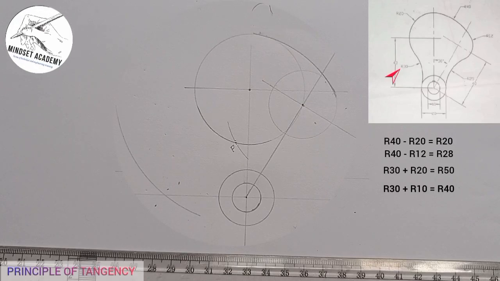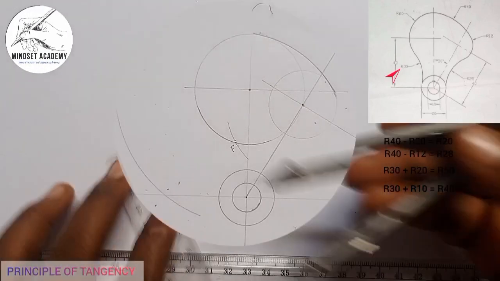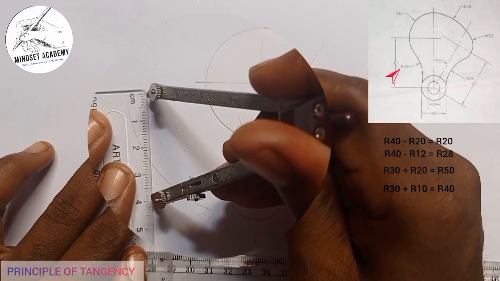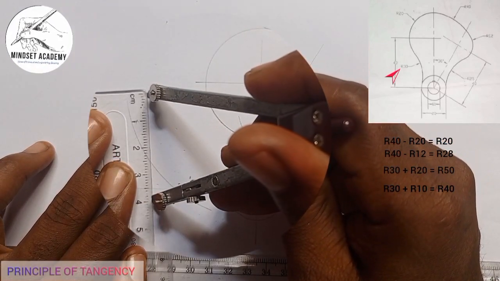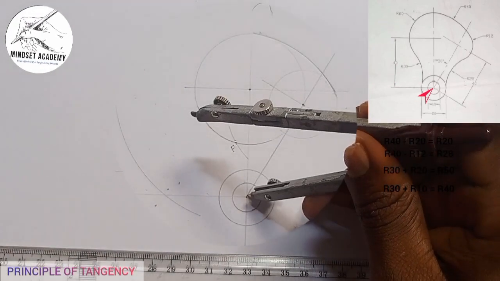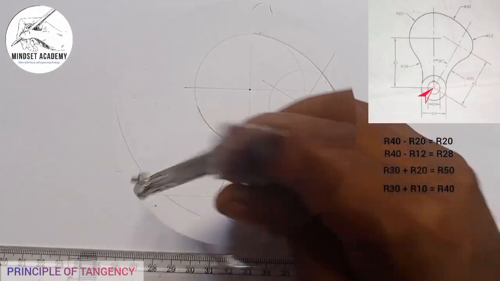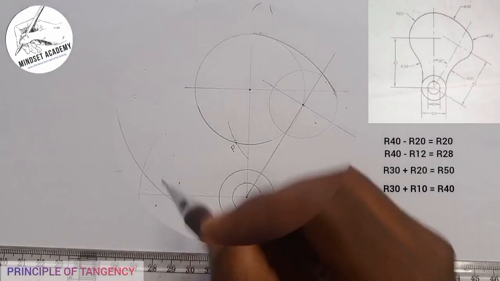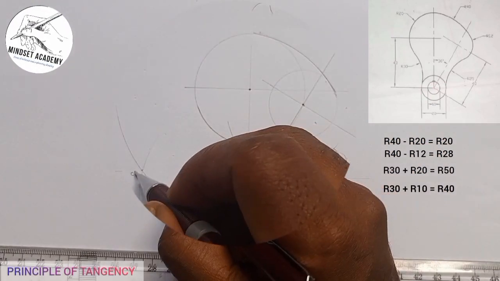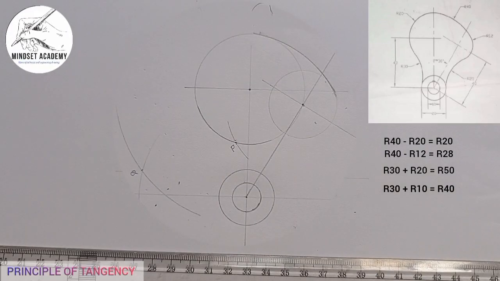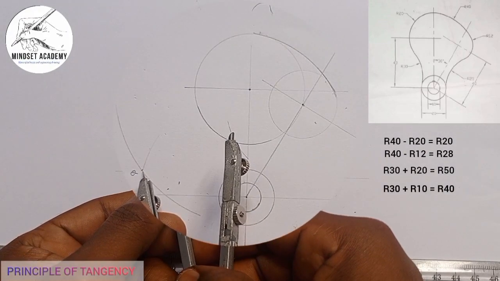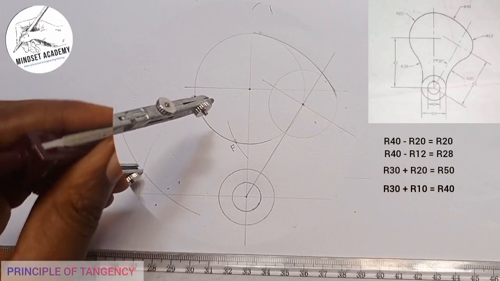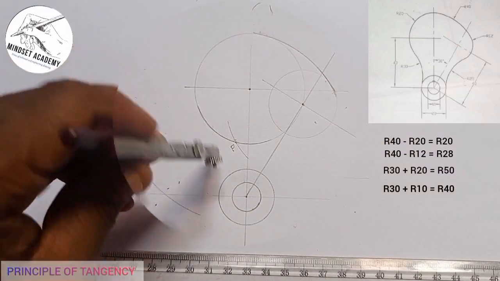That's the radius of what? 40. I'm going to place my compass on my rule and measure 40, right? You can see that. And I'll place it at the center here because that's what I'm considering. And I'm going to strike an arc this way. So when they are meeting at this point, let me call that point Q. So from point Q, you connect these two circles together this way. Ensure that they are tangential.